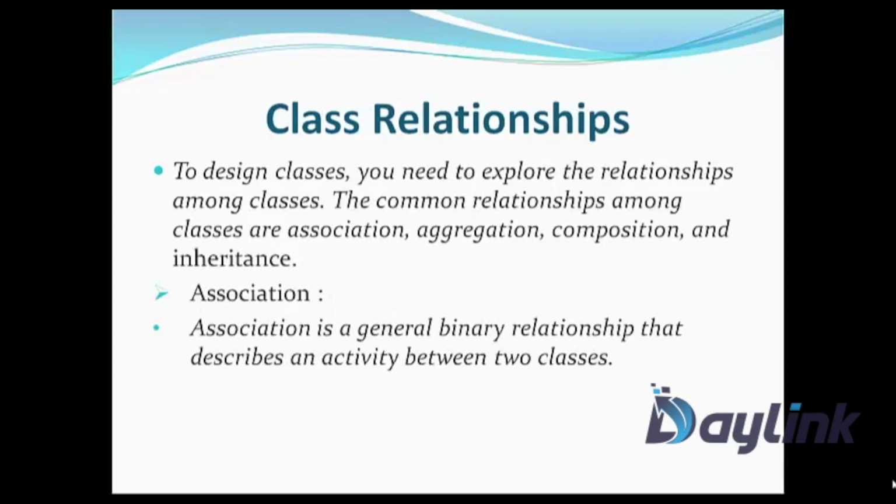Now we see the class relationships. To design classes, you need to explore the relationships among the classes. The common relationships among the classes are association, aggregation, composition, and inheritance. First one is association. Association is a general binary relationship that describes an activity between two classes. For example, a student taking a course is an association between the student class and the course class, and a faculty member teaching a course is an association between the faculty class and the course class.